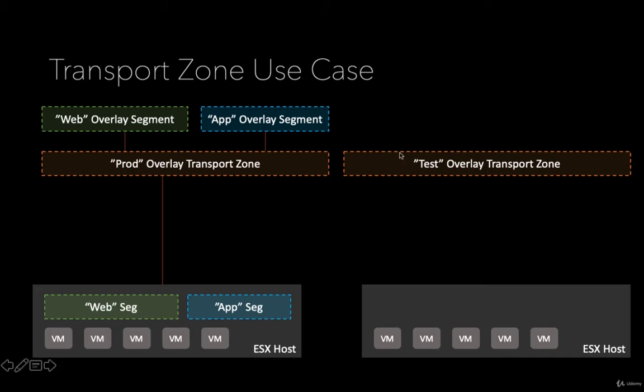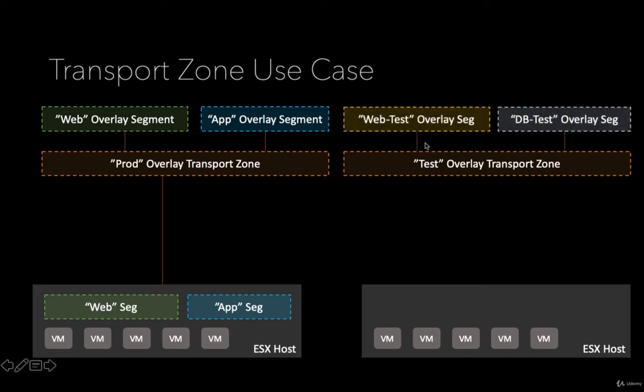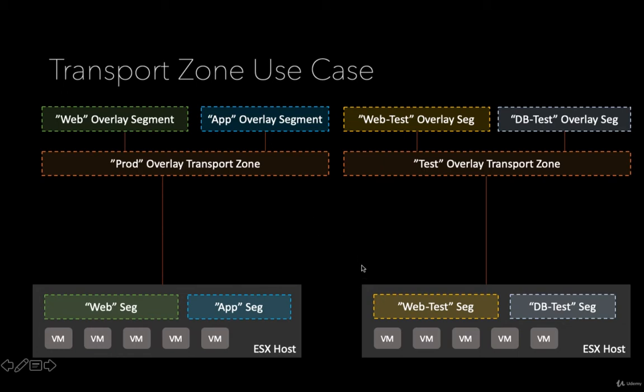So I create this test overlay transport zone. I create a couple of segments. Again, these are overlay segments. I call it web-test and db-test. I tie those to the transport zone, and now I add that host to that transport zone, and you probably know what happens next. Just like magic, now that the host is added to the transport zone, we have access to those networks, but notice we don't have access to connect this VM right here to any of these segments, and the only reason is because I have not added this host to that transport zone.